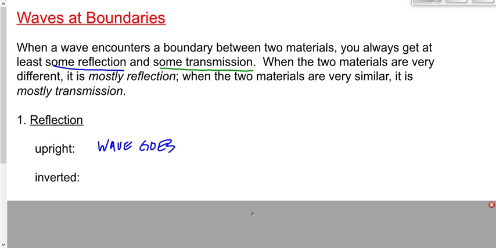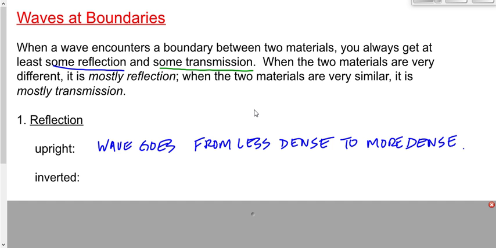It will be right side up or upright if the wave goes from a medium that is less dense to more dense. How do you remember that? Well, in the classroom, we saw that the wave was reflected upside down. Less dense to more dense. That's backwards actually. Should be from more dense to less dense. Yeah, it should be more dense to less dense. Sorry, backwards.